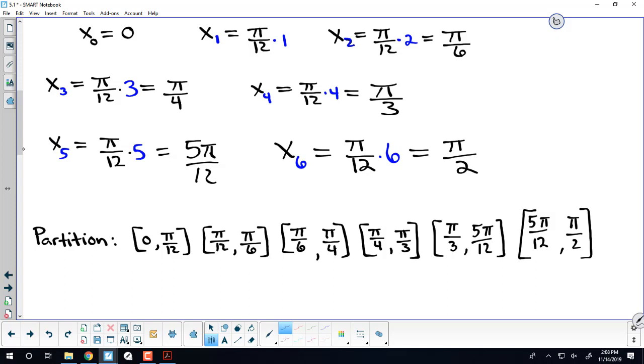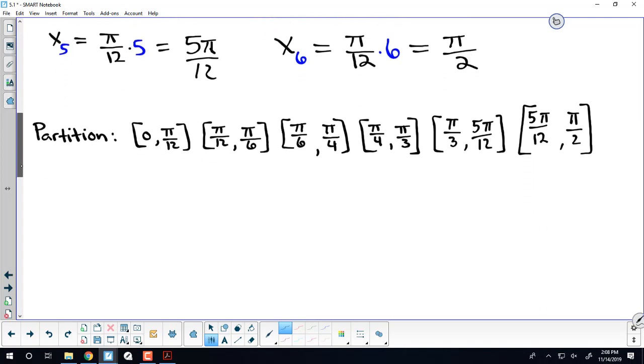If you were drawing this out by hand, you would have had that done by now as well. But we're going to take these partitions. These partitions and that delta x are the same for the left, for the right, and for the midpoint Riemann sums.